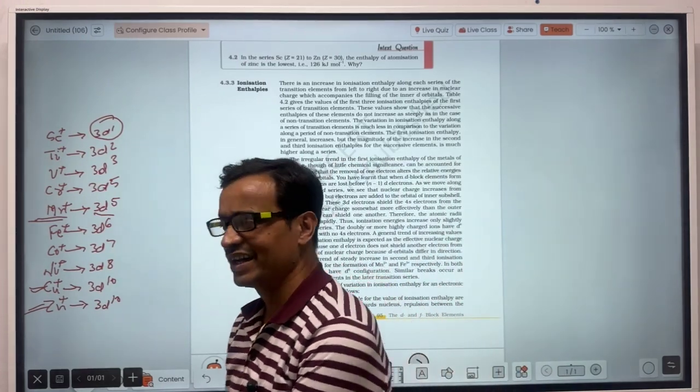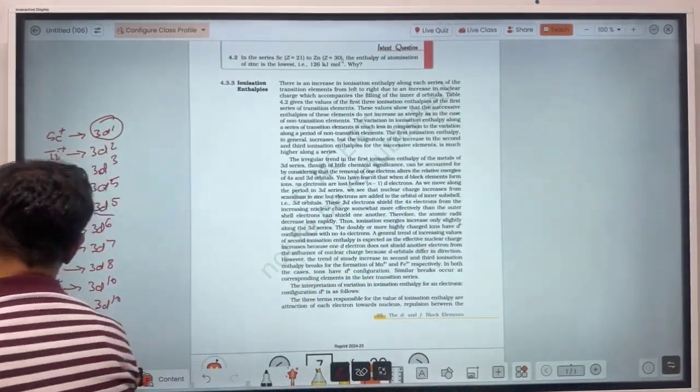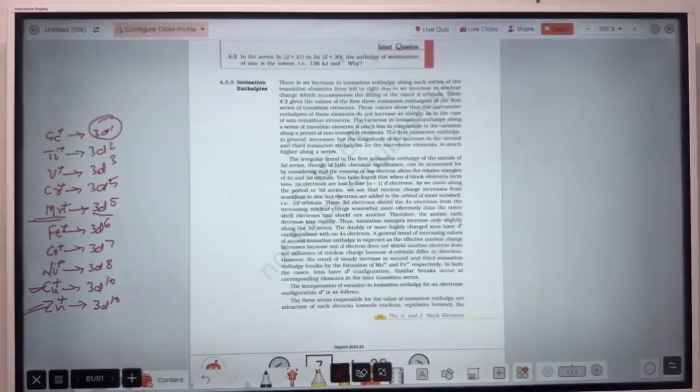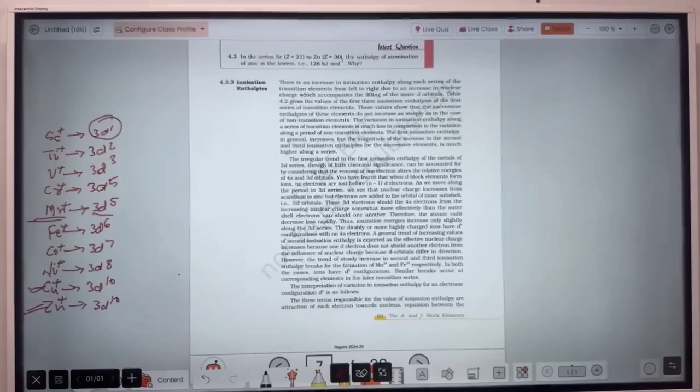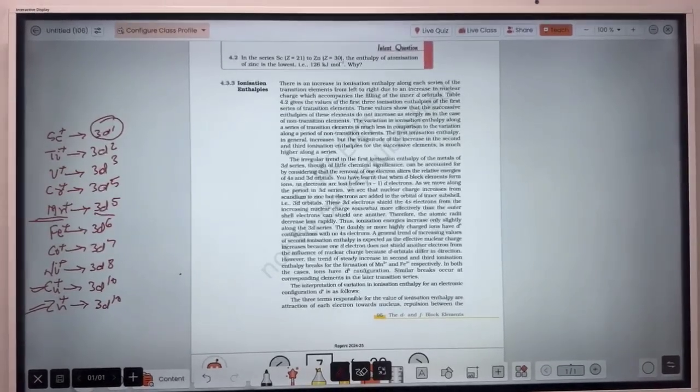So the third ionization enthalpy of scandium will be very much less than expected, because Sc3 plus will acquire a noble gas electronic configuration.